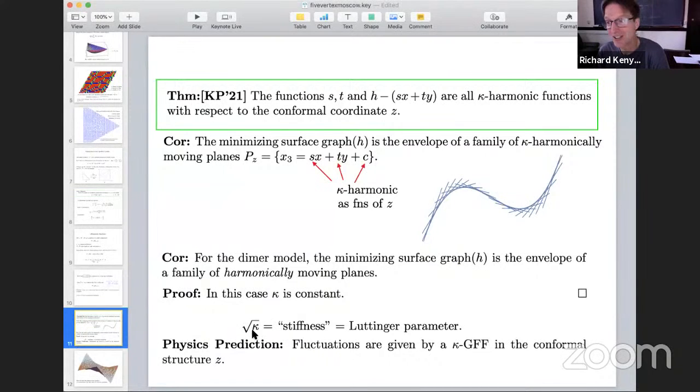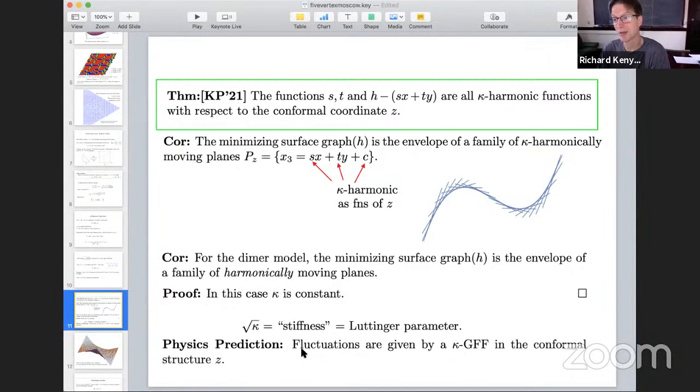Okay. So this quantity kappa, or the square root of kappa, is known to physicists, and it's called the stiffness or the Luttinger parameter when they talk about random interfaces of this type. The prediction is that if you're interested not just in the limit shape, but also in the fluctuations around the limit shape, the physics prediction, which we really don't have any way to test right now, is that the fluctuations are given by a kappa Gaussian free field in the appropriate conformal structure. This is a mysterious generalization of the Gaussian free field where you have a varying conductance. But we can't really say anything about that.